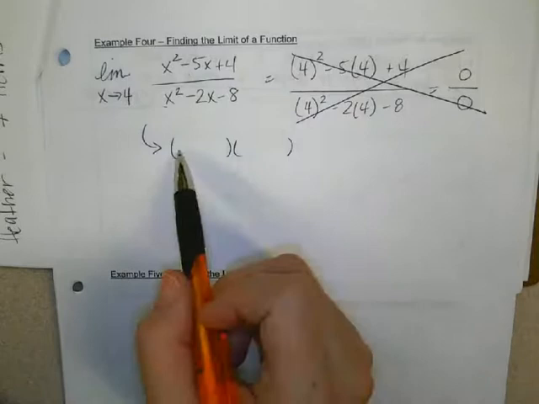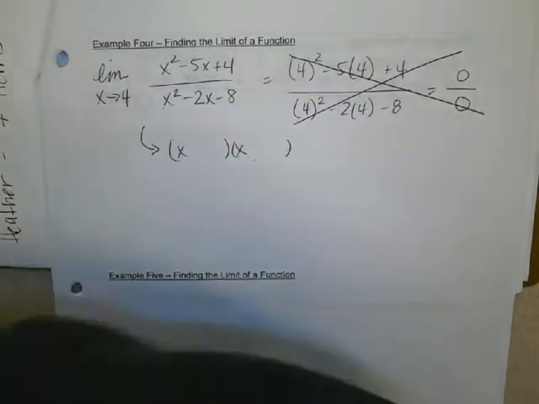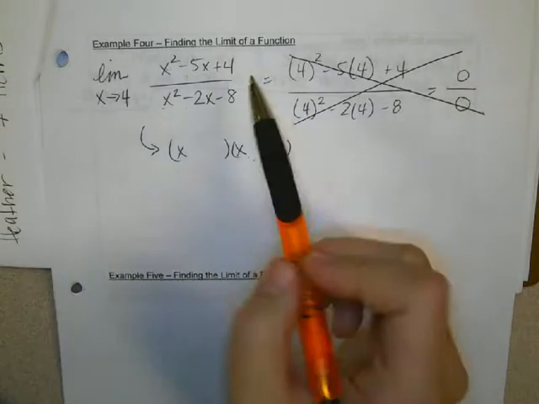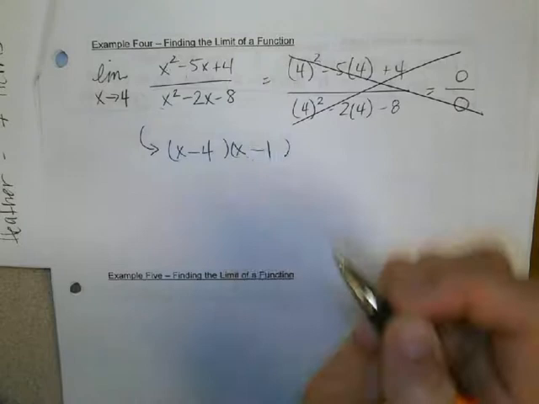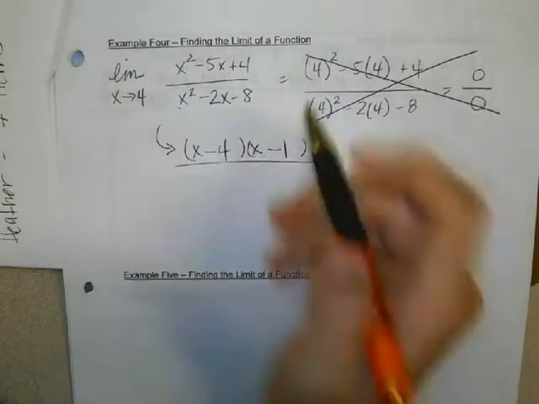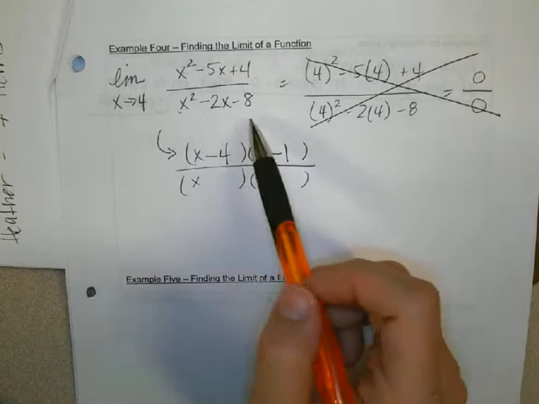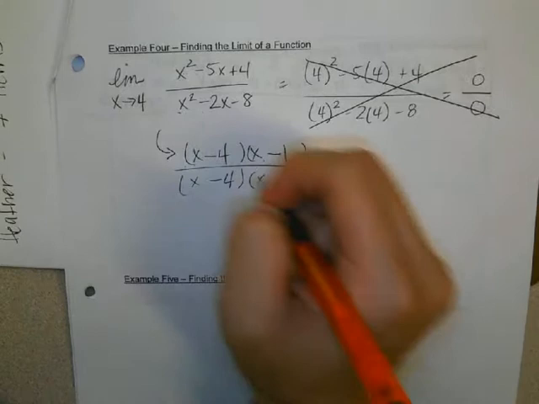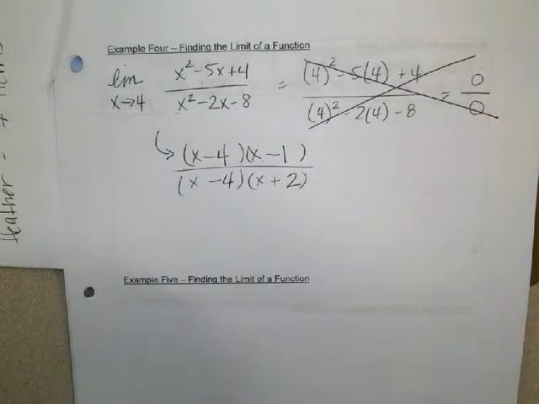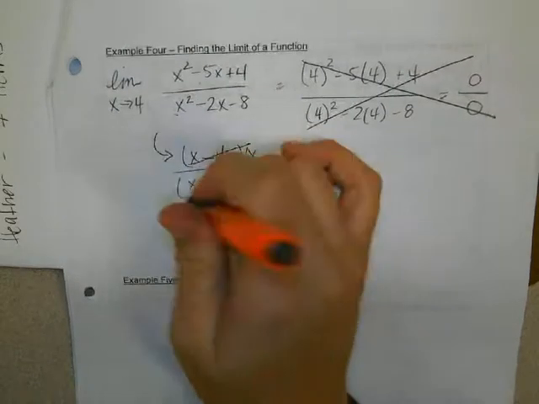When I factor the top, I would need x and x, because those two would have to multiply to get x squared. And then the two numbers that multiply to get 4 and add to get negative 5 are negative 4 and negative 1. On the bottom, x and x, the two numbers that multiply to get negative 8 and add to get negative 2 are negative 4 and positive 2. You have a like factor here of x minus 4, so that I can remove.